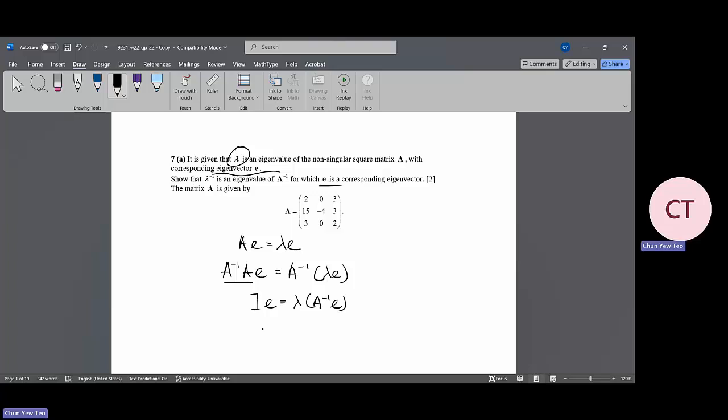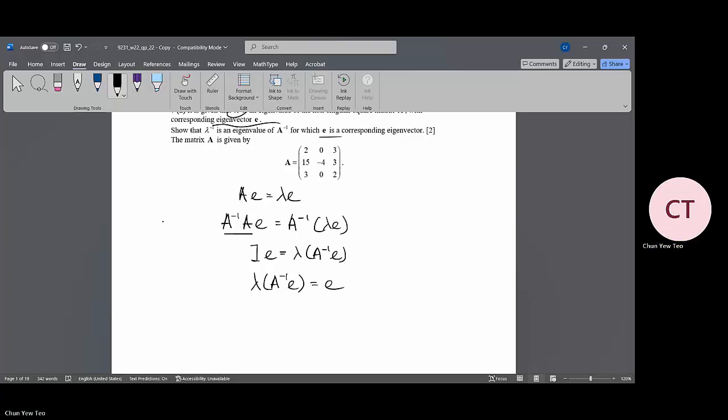So you will get lambda A inverse E is equal to E, like this. Okay, this is the I. I means identity. And then after that, you multiply lambda power -1. Just now over here, multiply A inverse. So you will get this is equal to this. Shown. Okay, so this is how you show it. That's all. So this is the answer for 7A.